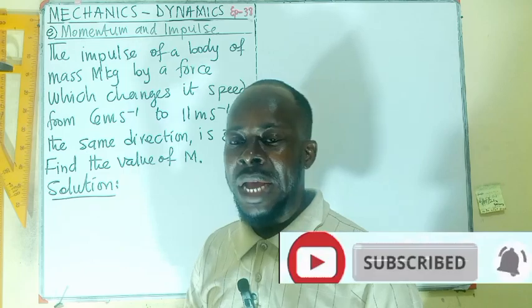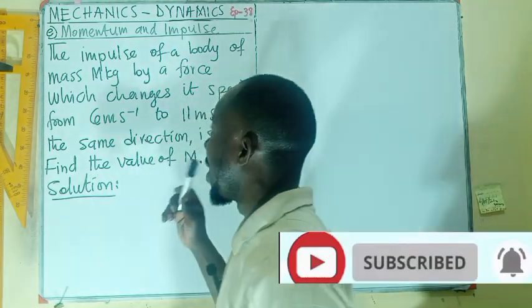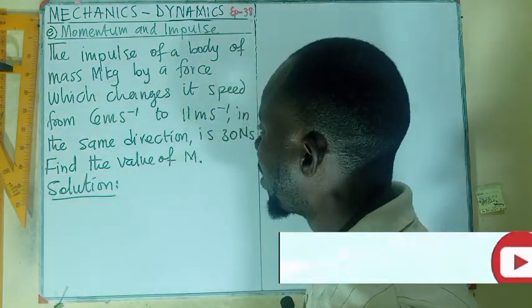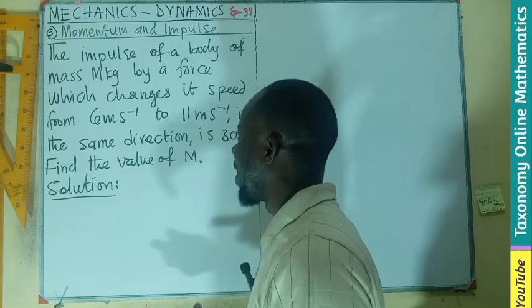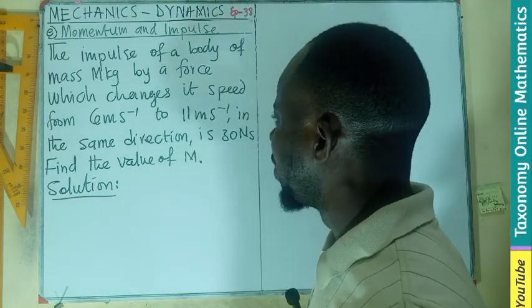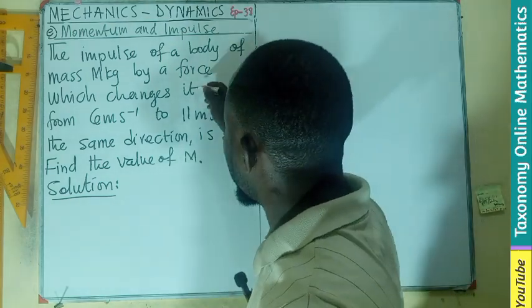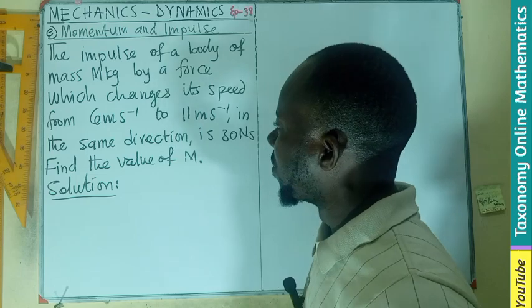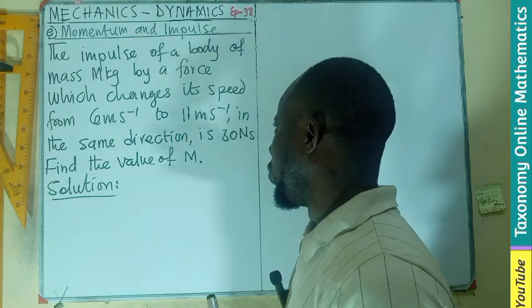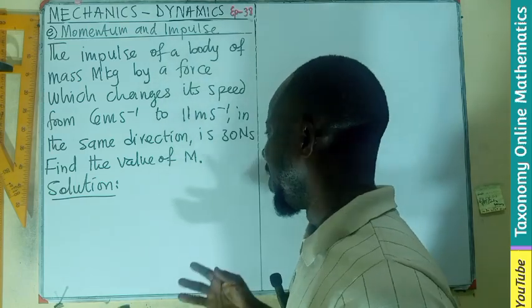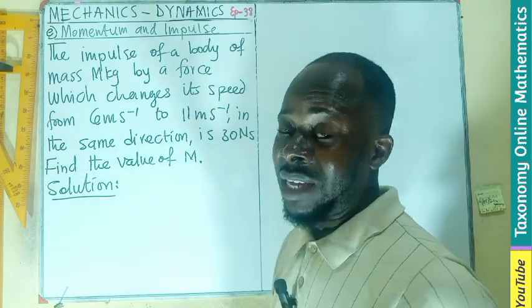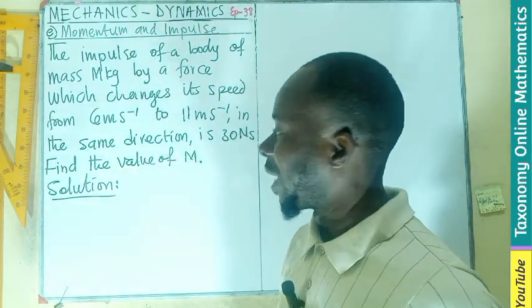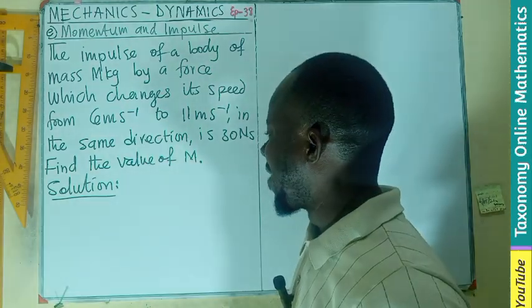Momentum and impulse. We have the impulse of a body of mass m kg by a force which changes its speed from 6 meters per second to 11 meters per second in the same direction, given as 30 Newton seconds. So we have to find the value of m.